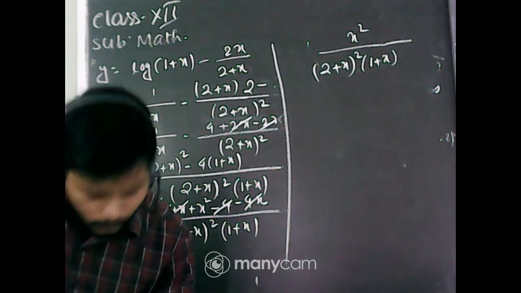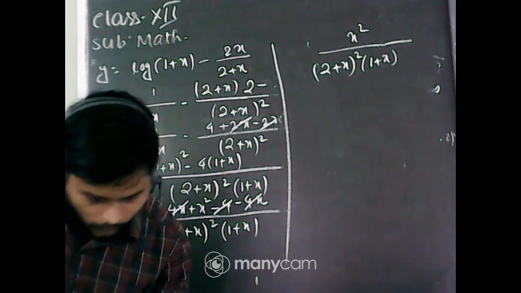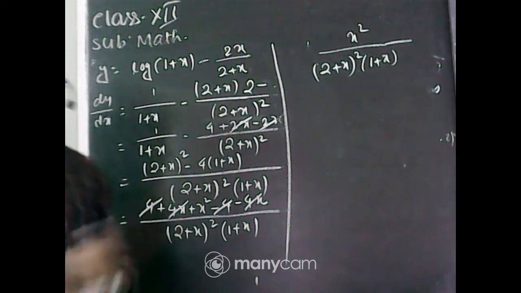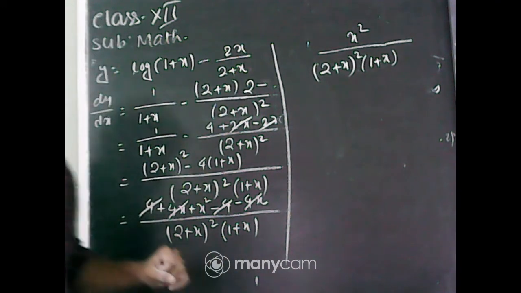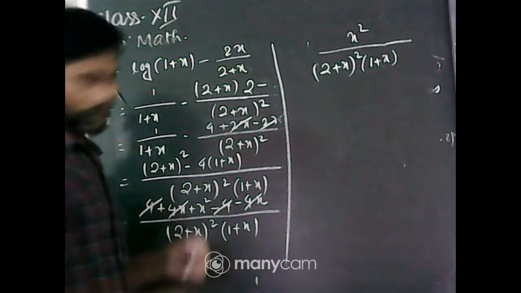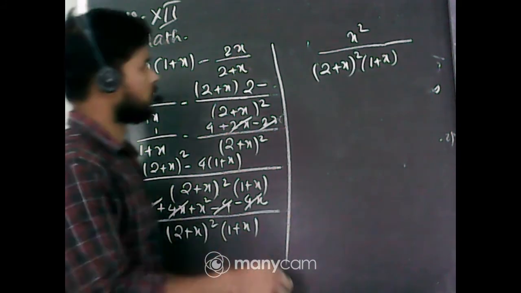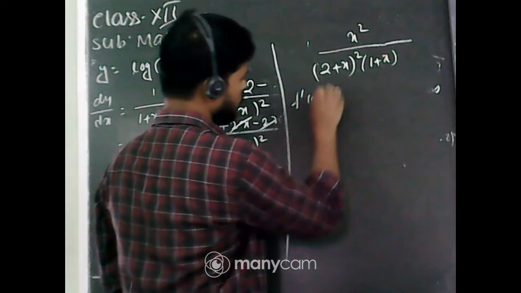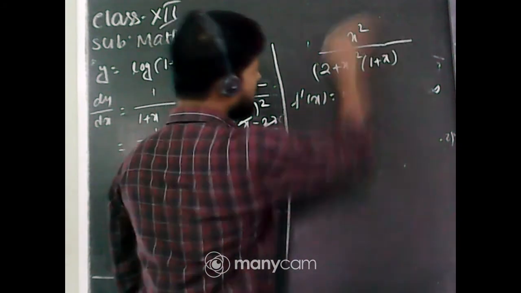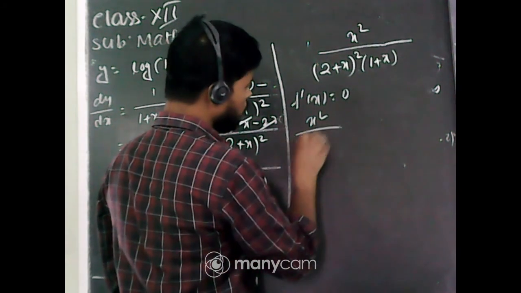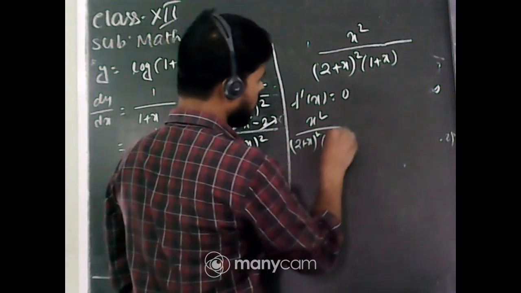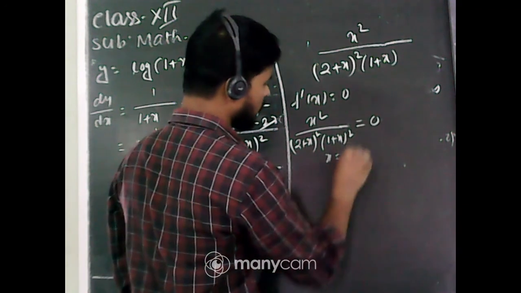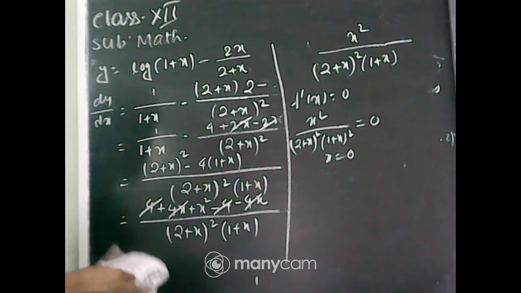Okay, so actually we have to prove it is an increasing function of x throughout its domain. So on the whole domain the function will always be an increasing function. Okay, now find out the critical point here. The critical point is given by f dash x is equal to 0. That means this term x square by (2 plus x) whole square into (1 plus x) is equal to 0. Means from here we have x equal to 0.